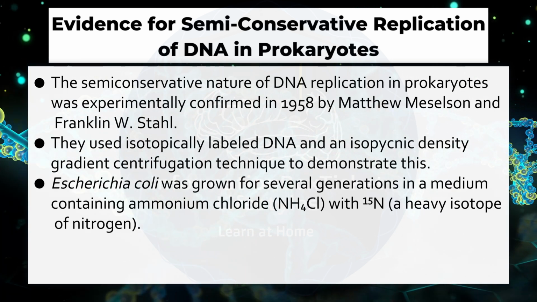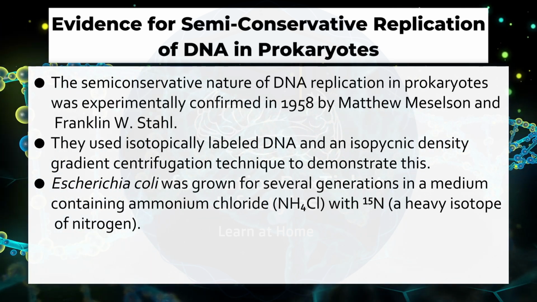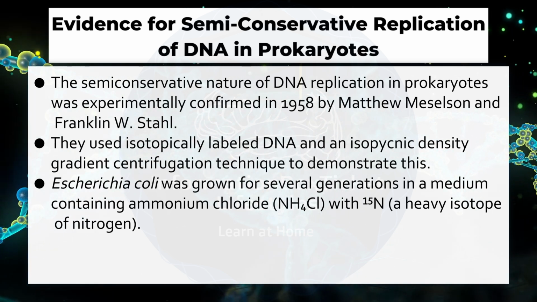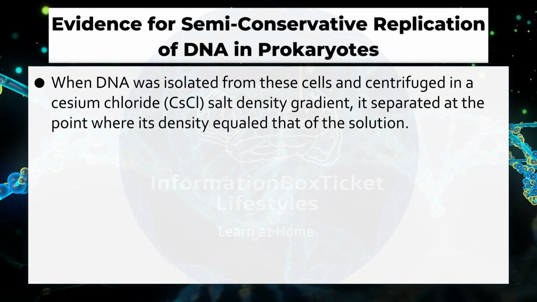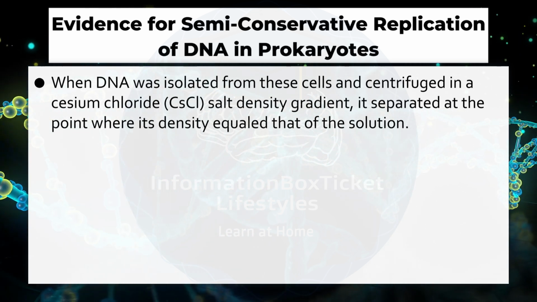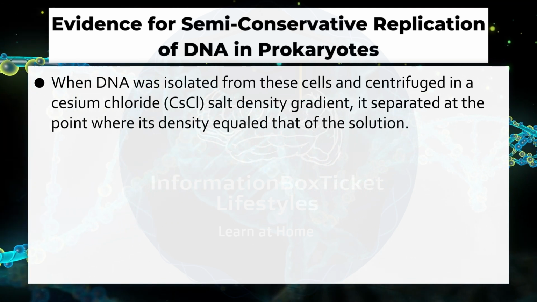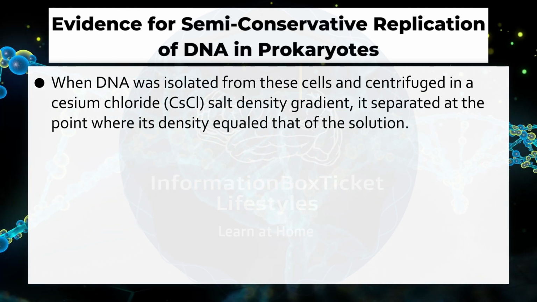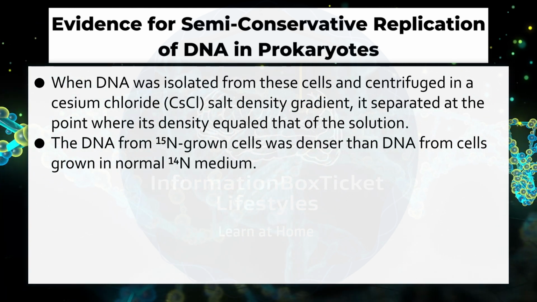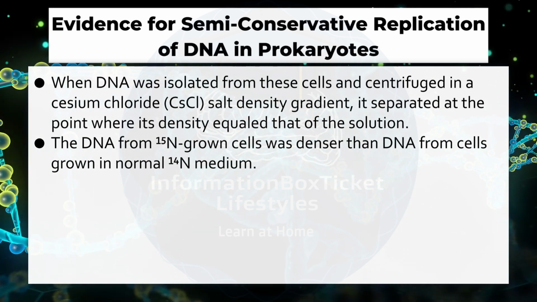Escherichia coli was grown for several generations in a medium containing ammonium chloride with 15N, a heavy isotope of nitrogen. When DNA was isolated from these cells and centrifuged in a cesium chloride salt density gradient, it separated at the point where its density equaled that of the solution. The DNA from 15N-grown cells was denser than DNA from cells grown in normal 14N medium.